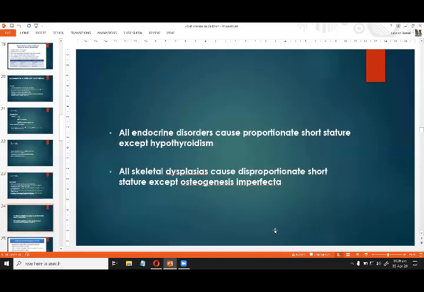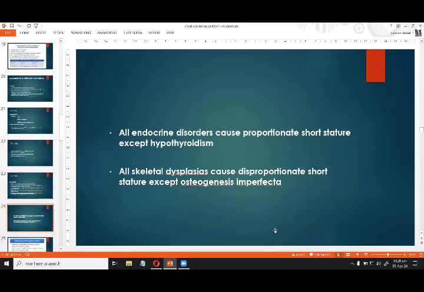One thing that you must always remember is that all endocrine disorders cause proportionate short stature except for hypothyroidism, while all skeletal dysplasias cause disproportionate short stature except for osteogenesis imperfecta. So while you are investigating a child with short stature, if you are suspecting some endocrine pathology, all endocrine disorders will cause proportionate short stature except for hypothyroidism. It will cause disproportionate short stature.